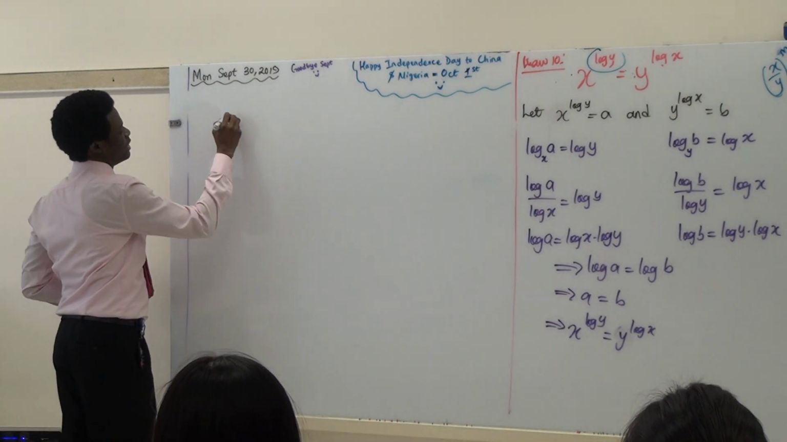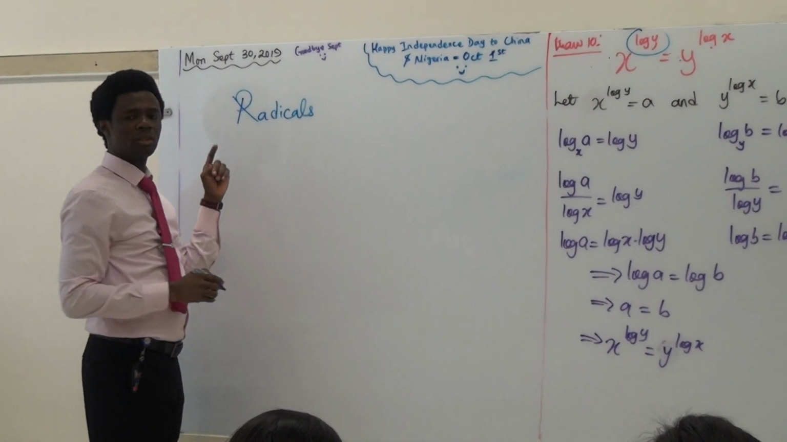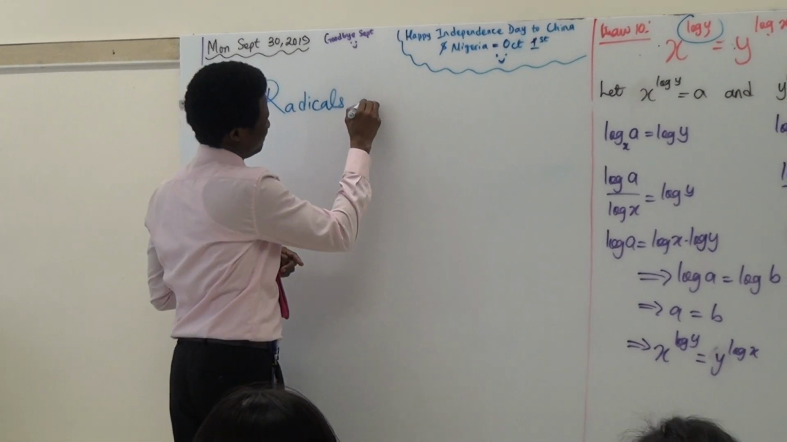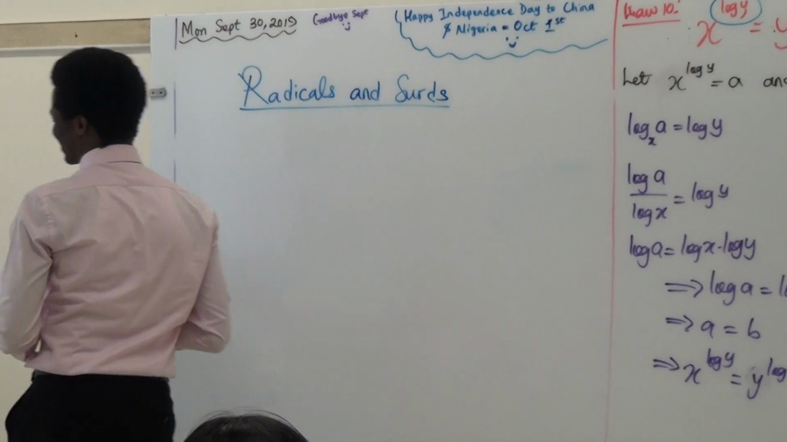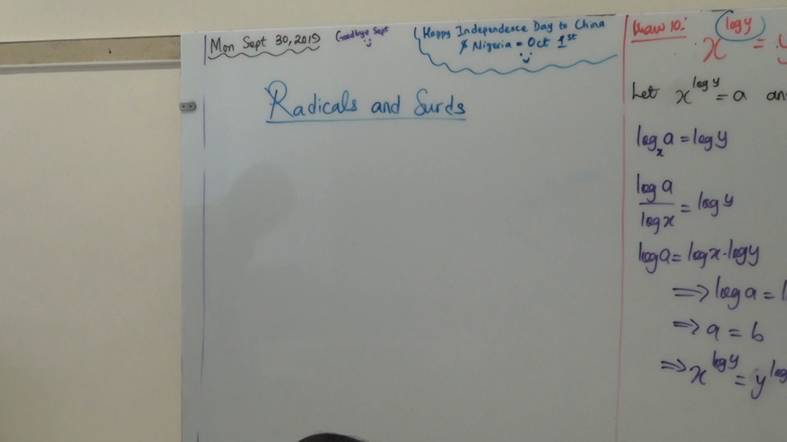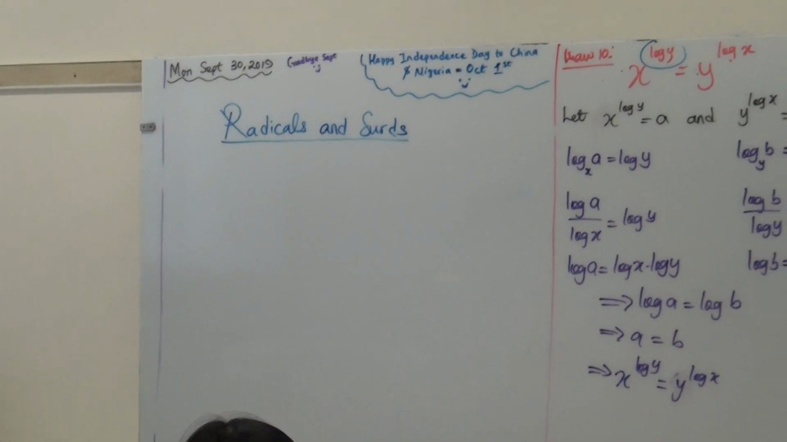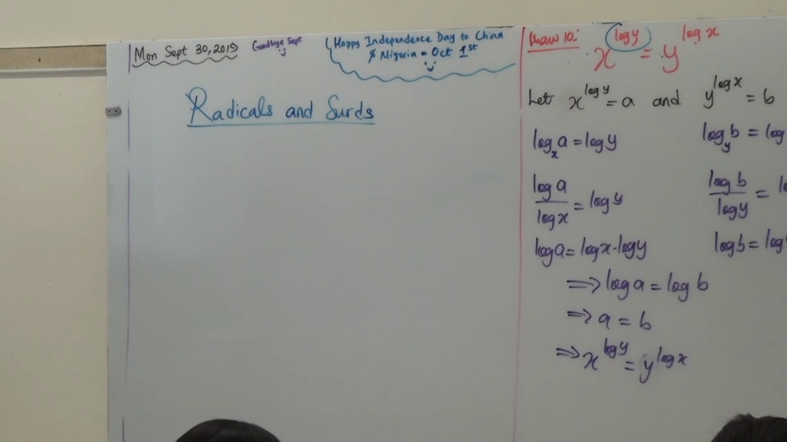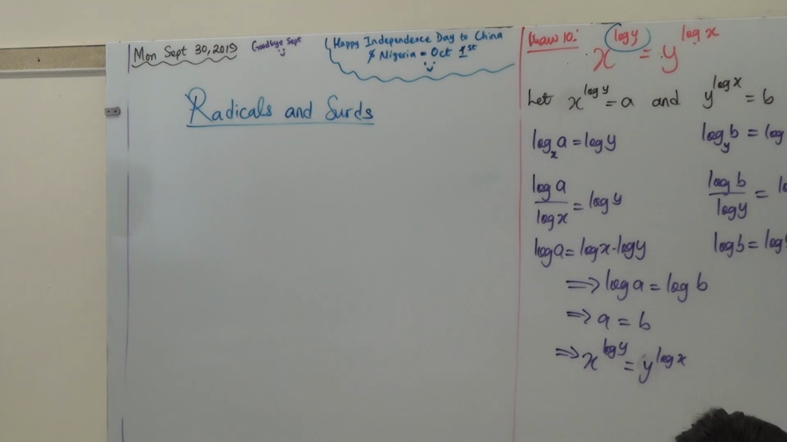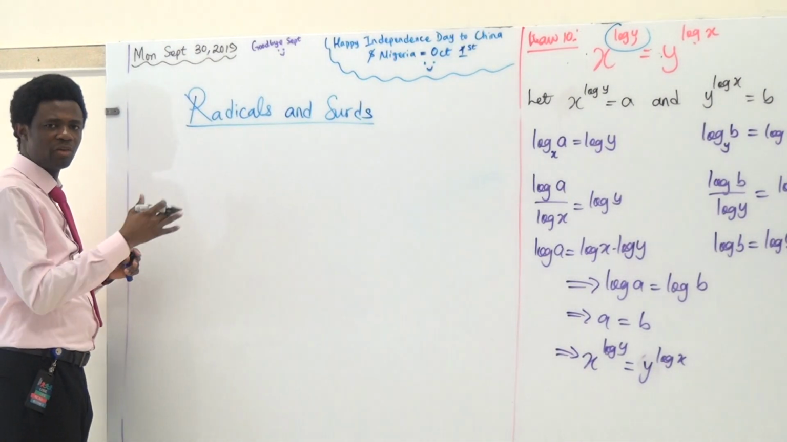70, something like that. Okay, so let's look at radicals and surds quickly. My pen disappeared. Let's just begin. Now I'm just going to go straight to the point, so we don't waste time writing irrelevant stuff.